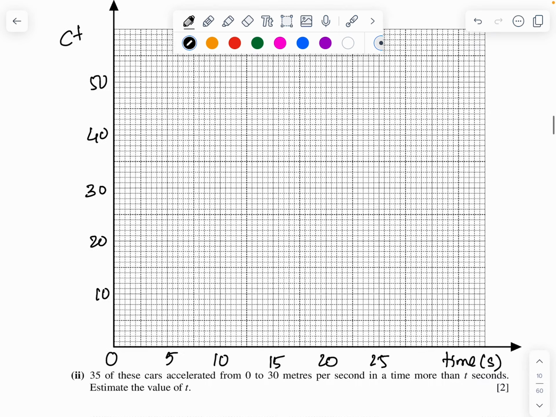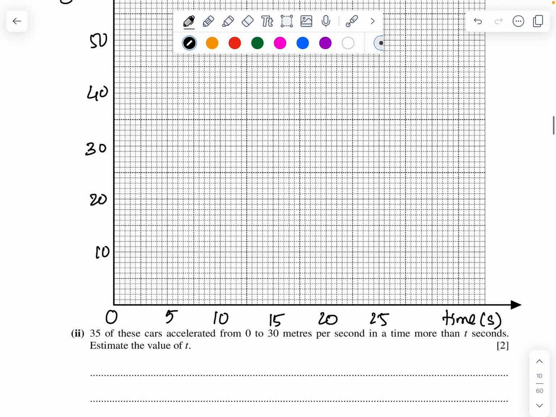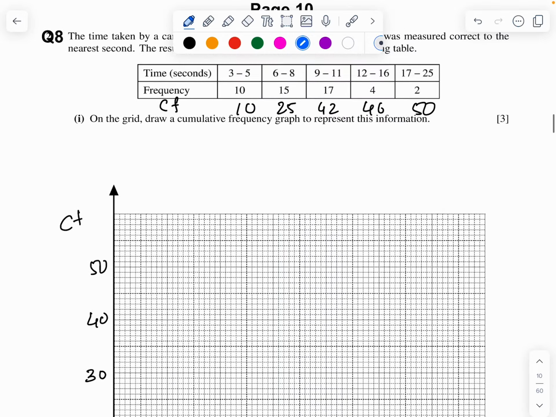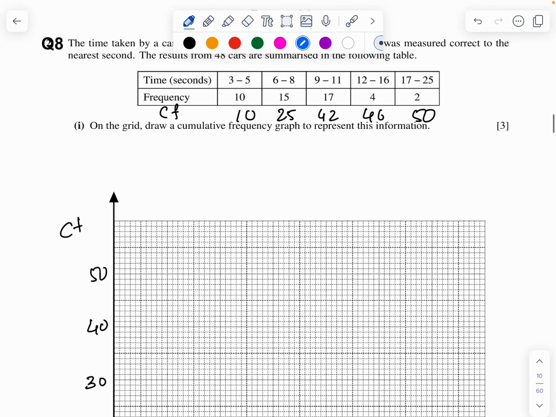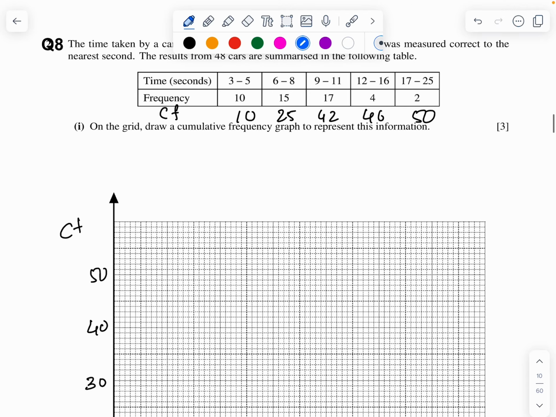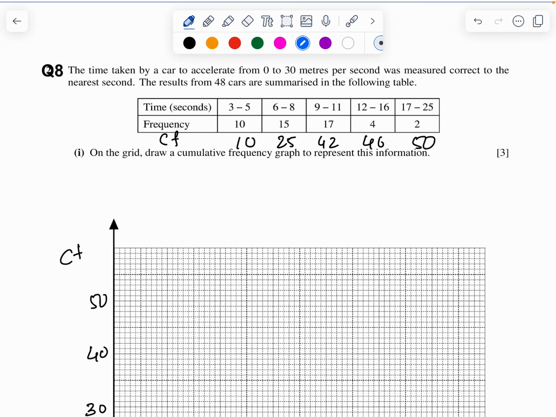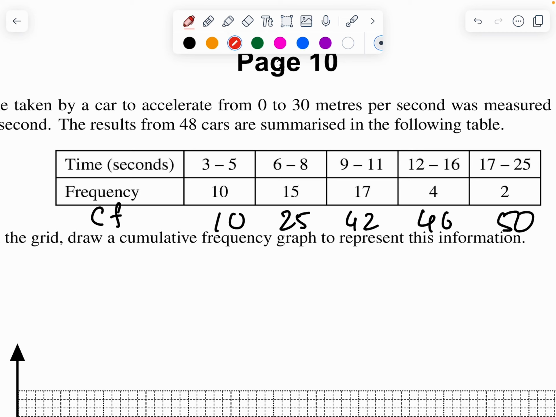Then 3 to 5 it is 10. At 5 it is 10. So basically what has happened is, you should not take it as 5, because you should make the table continuous. So this will become 2.5 and 5.5. Then 5.5 and 8.5. 8.5 and 11.5. 11.5 and 16.5, 16.5 and 25.5.